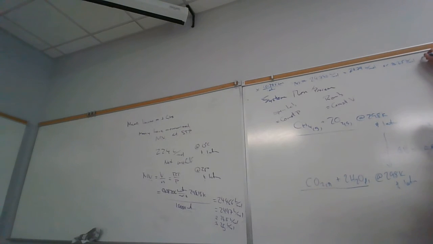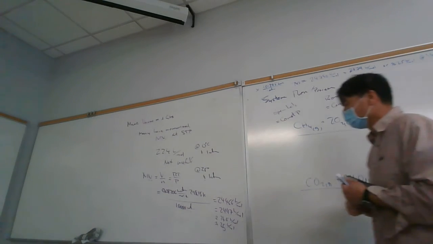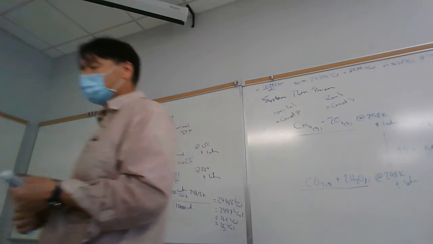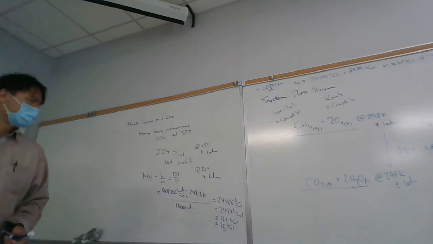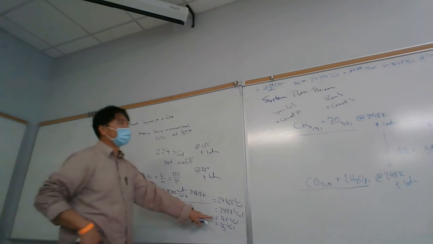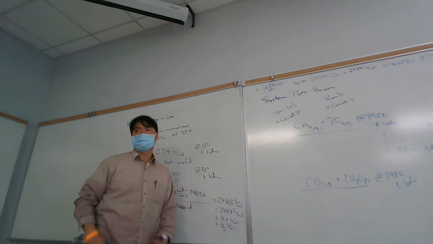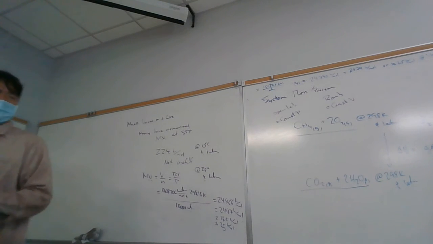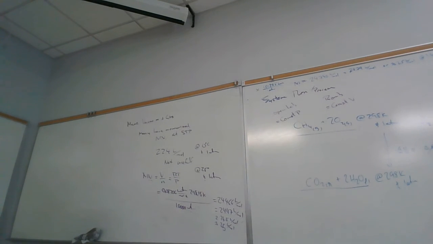But this is going to be at 1 bar of pressure and the same temperature, so 1 bar and 298 Kelvin. A bar is a little bit lower pressure, so the gas can expand a little bit. So it's a little bit bigger. Rather than 24 and a half, it's like 24.8. So it expands about 300 milliliters due to the lower pressure, same temperature.